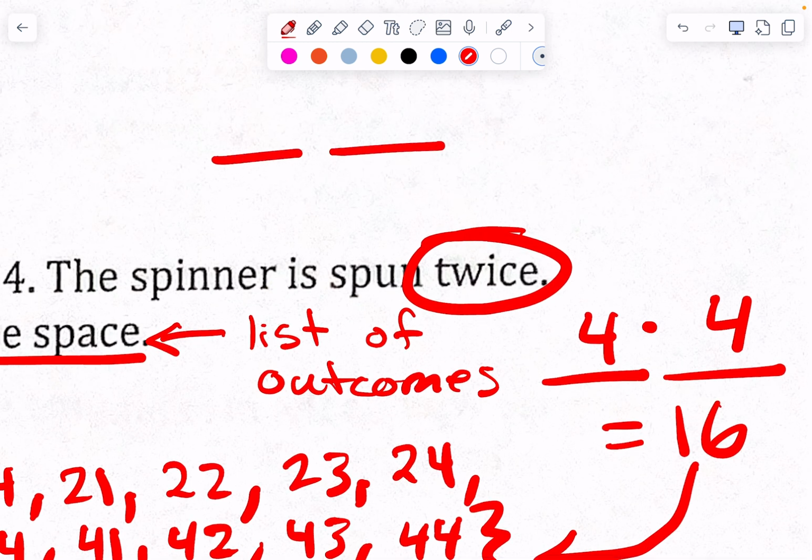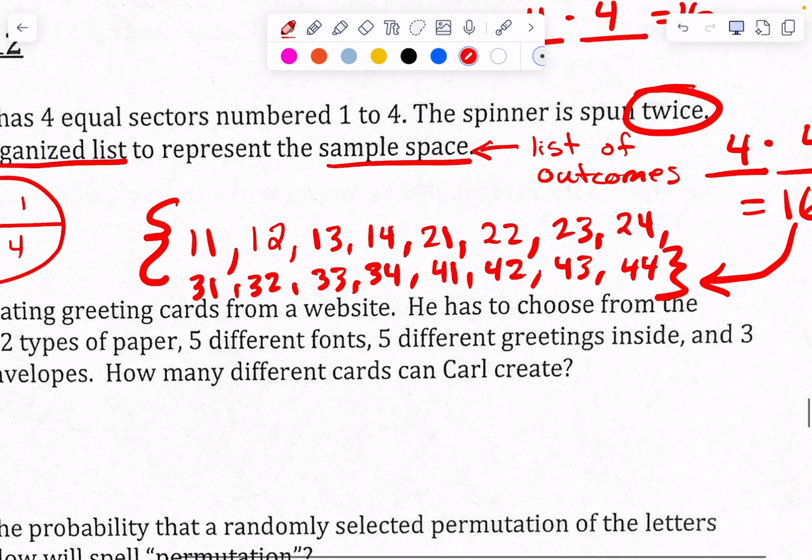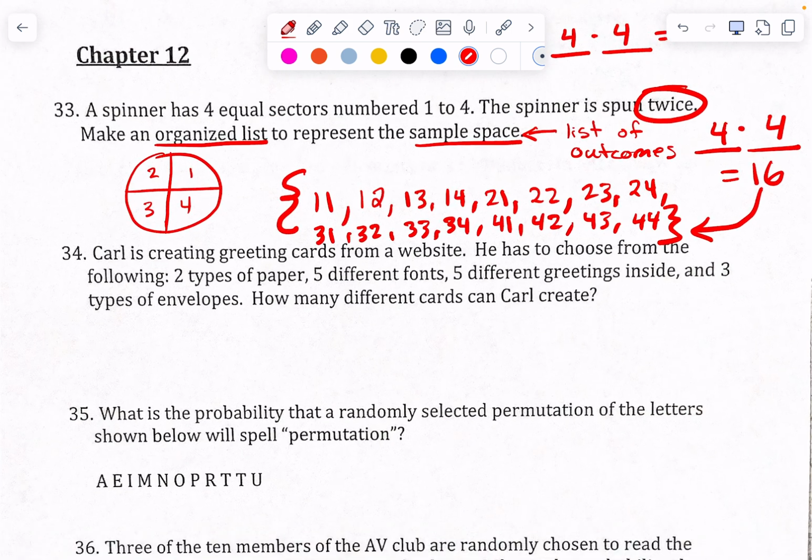So, twice, yep. How many options do I have on the first spin? 4. How many options do I have on the second spin? 4, and 4 times 4 is 16. So, I know this list should have 16 different things in it, right? 1-1 is one thing. 1-2 is another thing, right? Okay? Good?